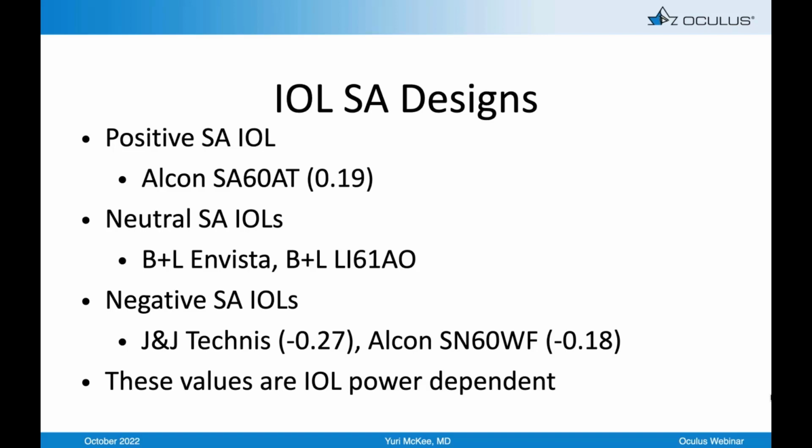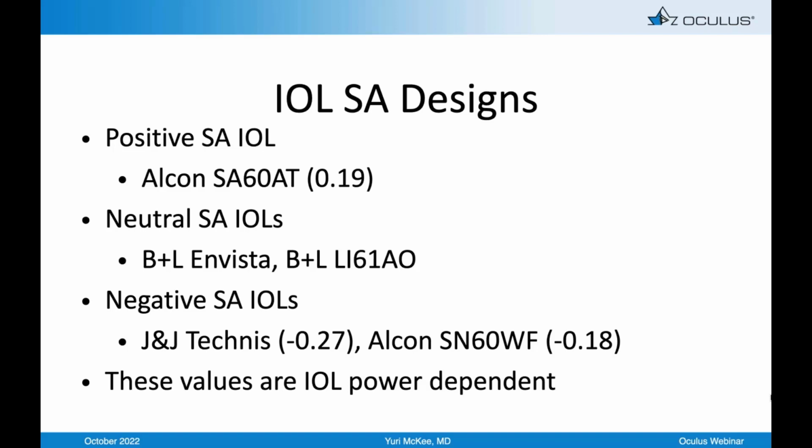Now, in the two cases I just showed you, especially the last one with the radial keratotomy with a lot of aberration, over a micron, just massive amounts of aberration there in both coma and spherical aberration, a neutral SA lens is probably your best. The enVista, or the LI61 from Bausch and Lomb, are neutral spherical aberration lenses. There's a few other ones out there. I believe HOA has one.